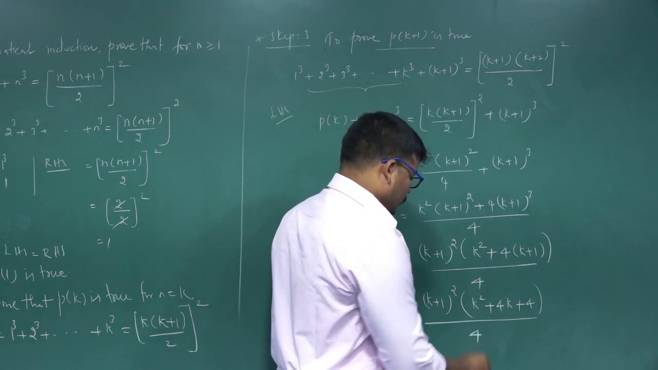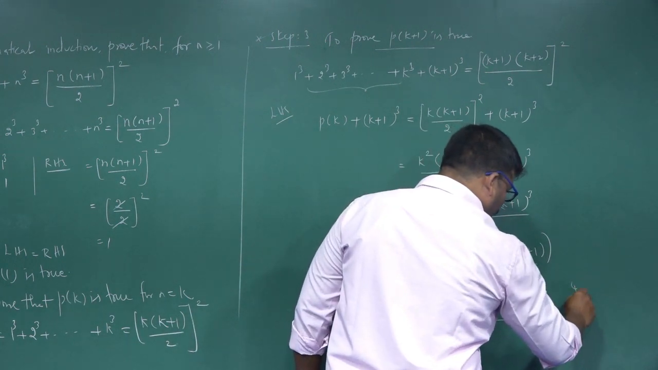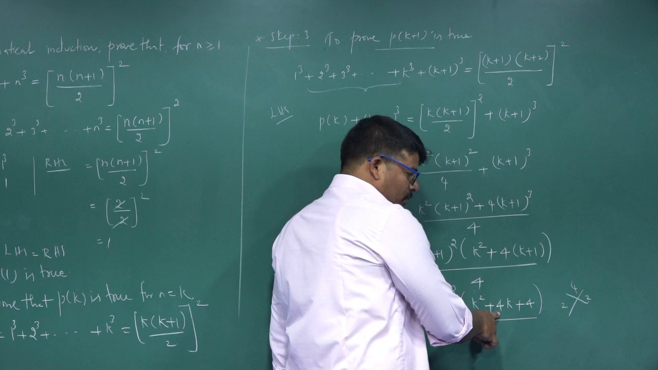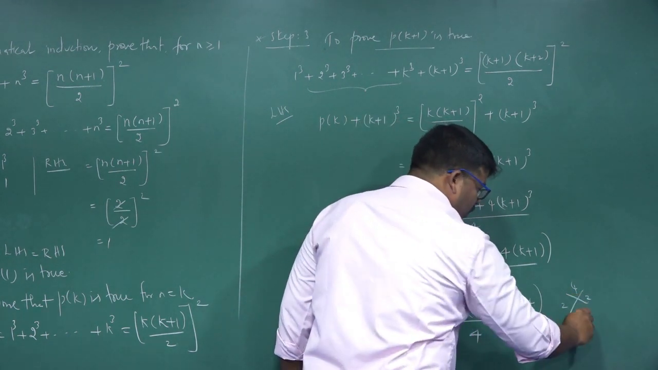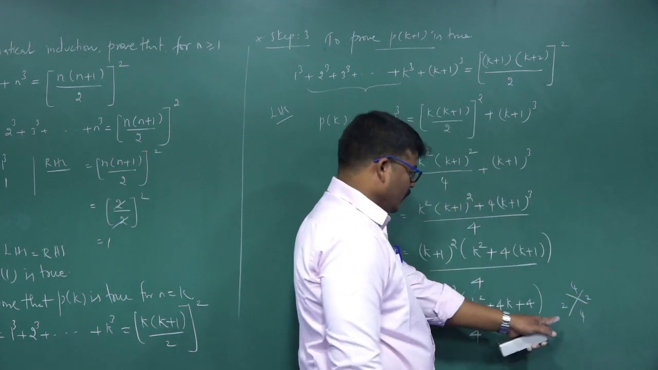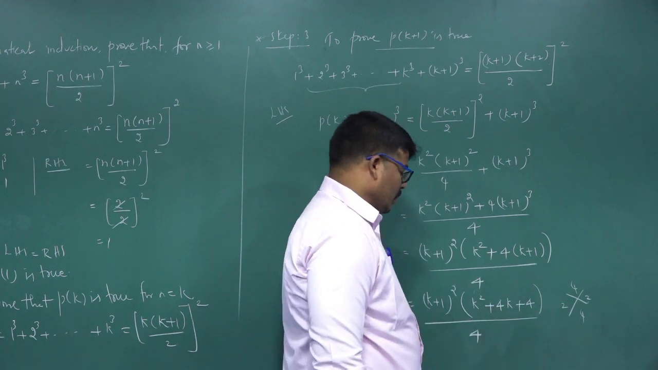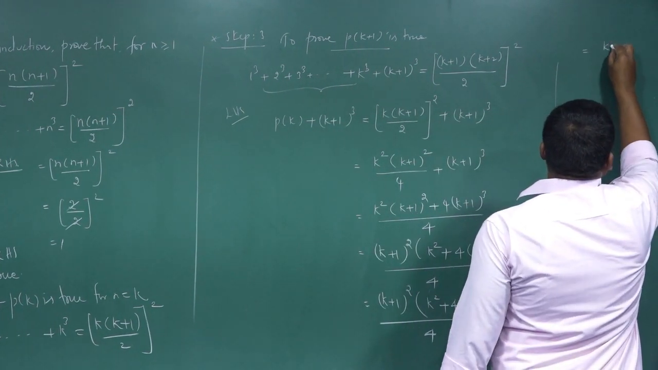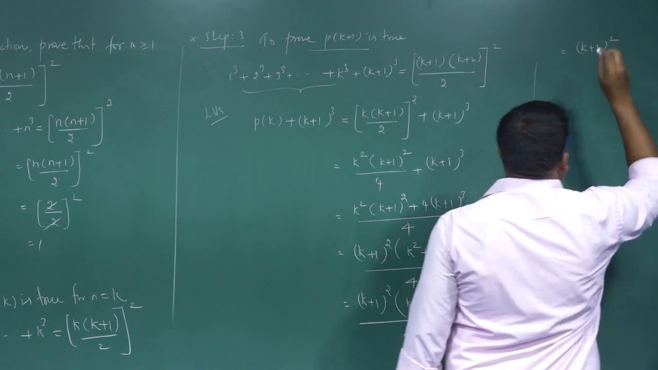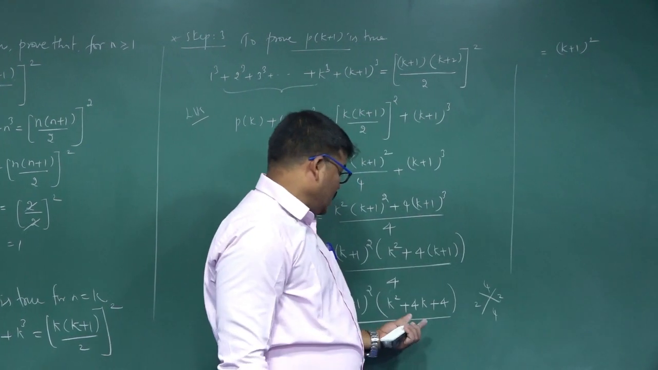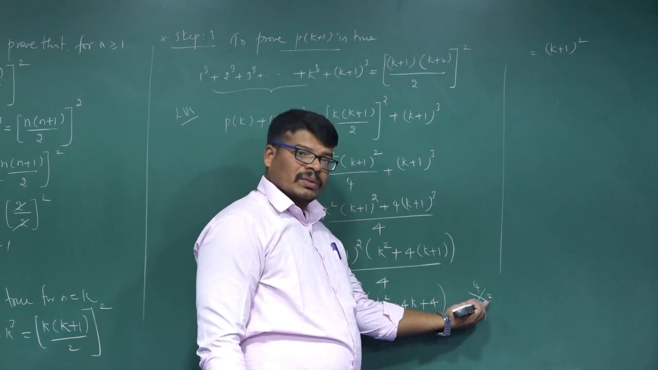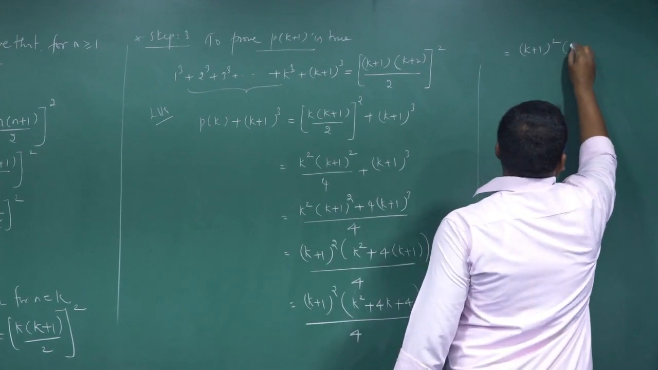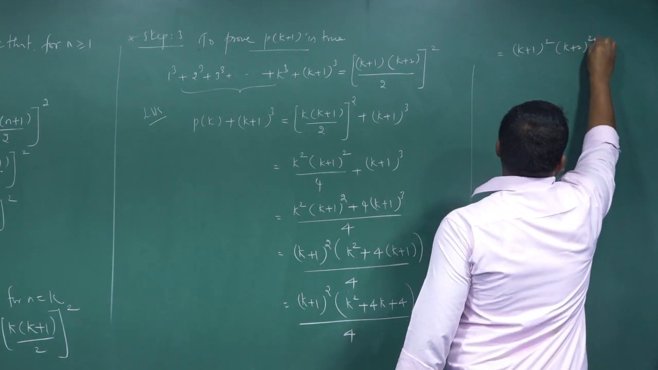Multiply 1 fours are 4. The next one, 2 twos are 4. The middle term is 4. Add the 2 terms, 2 plus 2 is 4. The factors are k plus 2 into k plus 2. The result is equal to k plus 1 whole square into k plus 2 into k plus 2, which is k plus 2 whole square, by 4.